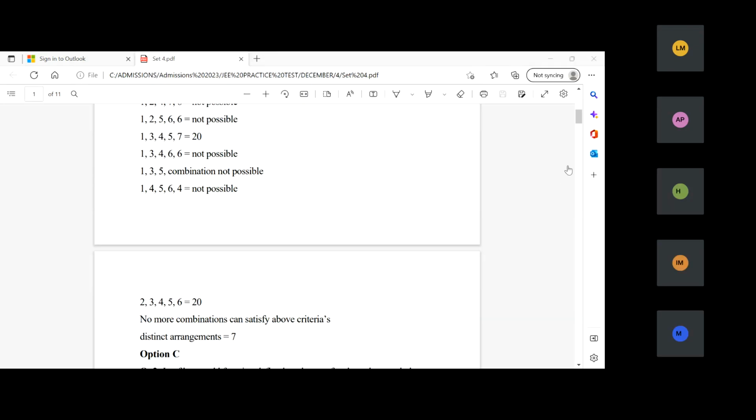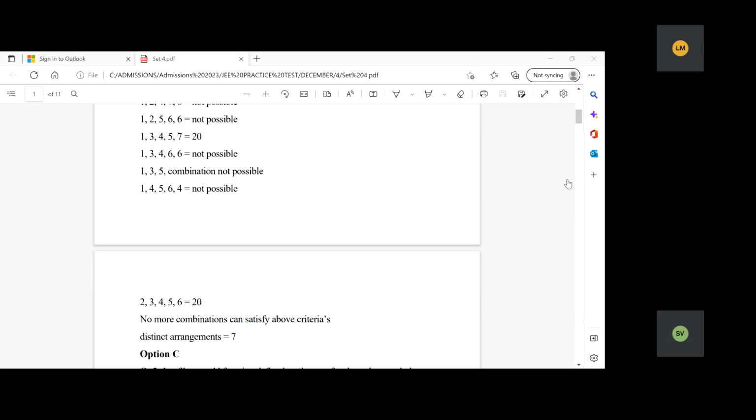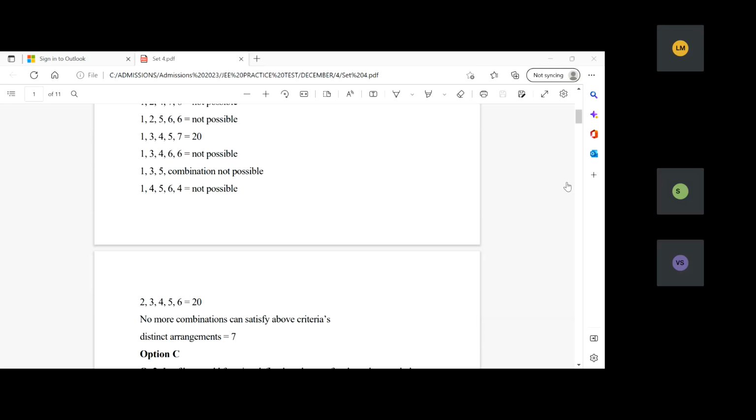So I hope this is clear. I'm just looking into the chat box. If there is anything, you can just type that in the chat box. I hope this question is clear. It's a very simple question. Just need to understand what the arrangements are, how it happened, what the criteria are that need to be satisfied, and how I have to change the criteria. This is the only thing that you should consider.